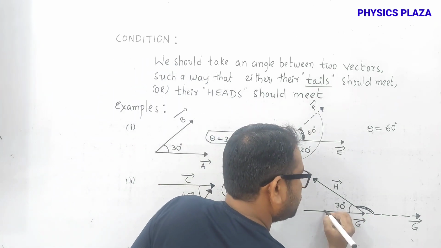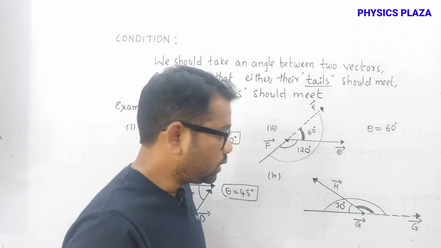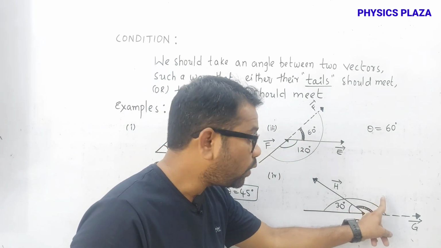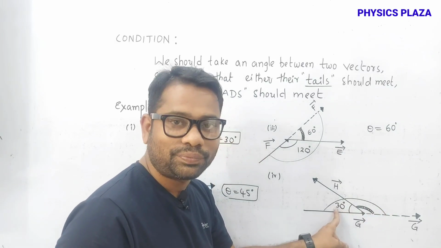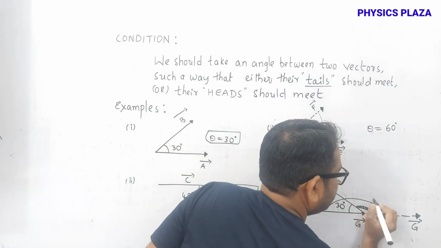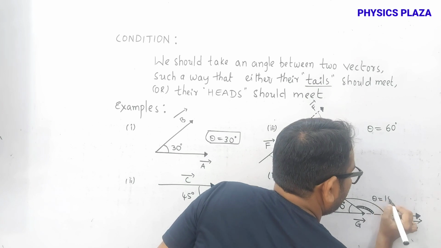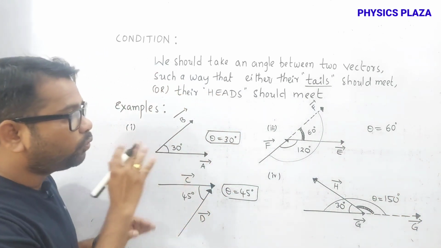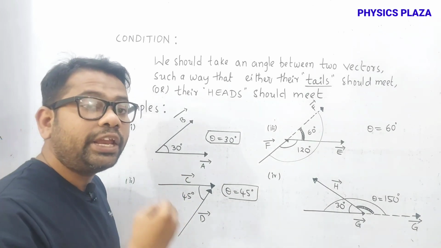Children, this total is how much here? This total is 180, and 30 is already taken. Then this will be how much? 180 minus theta, and theta here is 30. So here this angle is going to be 150 degrees. Is it clear, children? So this is how we can take the angle between any two vectors.